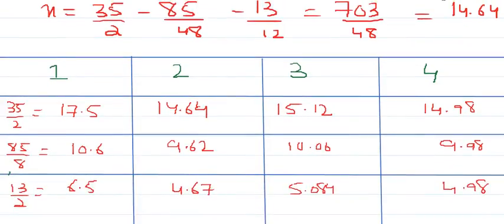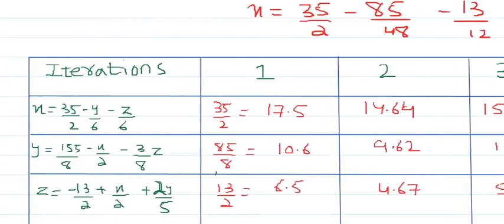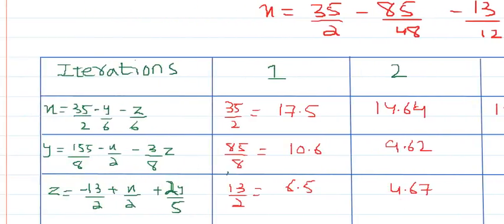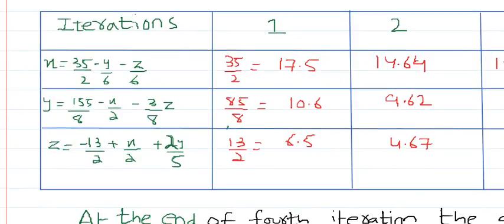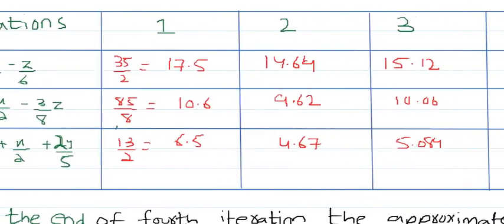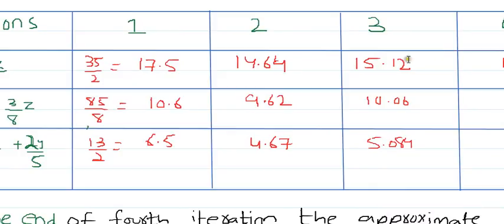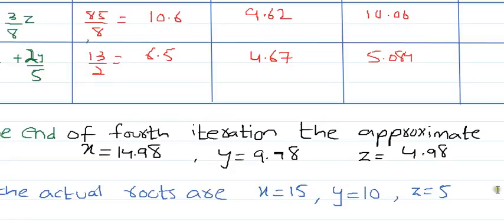Here is a table in which we did iterations for different values of x, y and z. We did 4 iterations. You can see the values of x are near 16.64, 15.12 and 14.98, and for y 9.62, 10.06 and 9.89. So we can conclude that our final roots will be x equals somewhere around 15, y equals 10 and z equals 5.